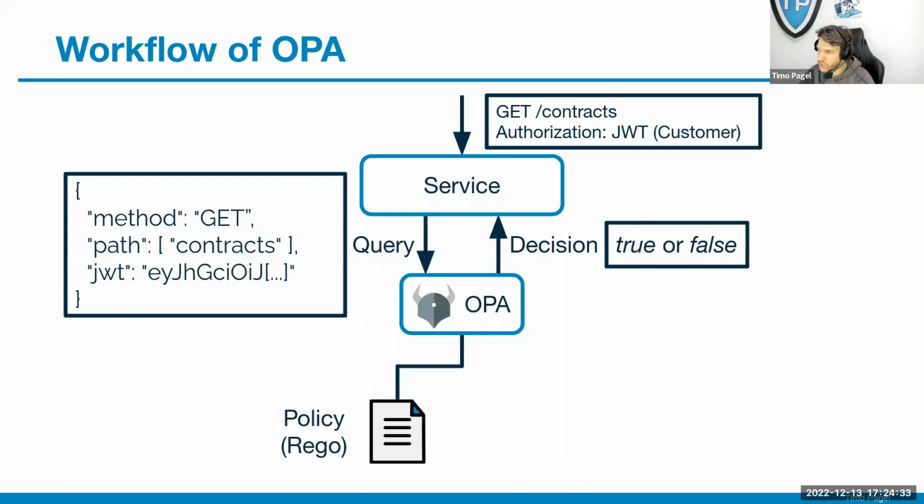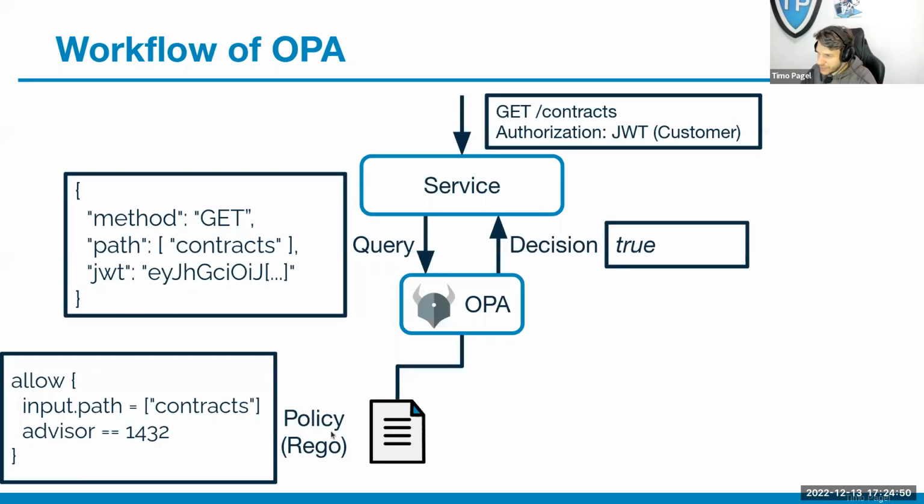If that is correct, that is something you can do in the service directly, or in OPA, that is a decision you should make. And then it can perform a validation if the access to slash contracts is allowed. And in the policy, you have, for example, the input path should be contracts, and the advisor, which we can extract from the JWT, should be 1432.